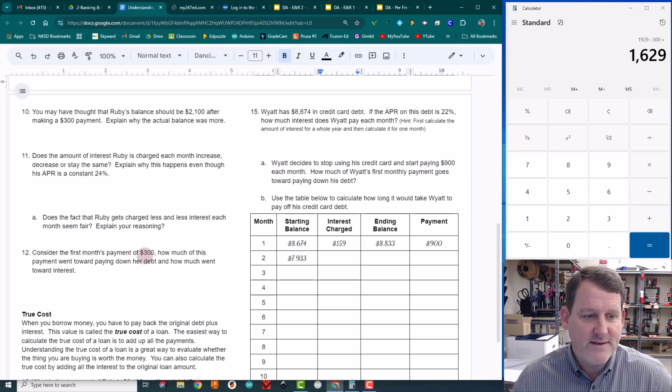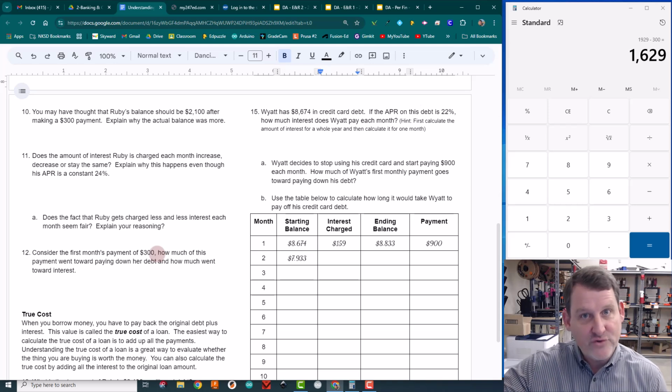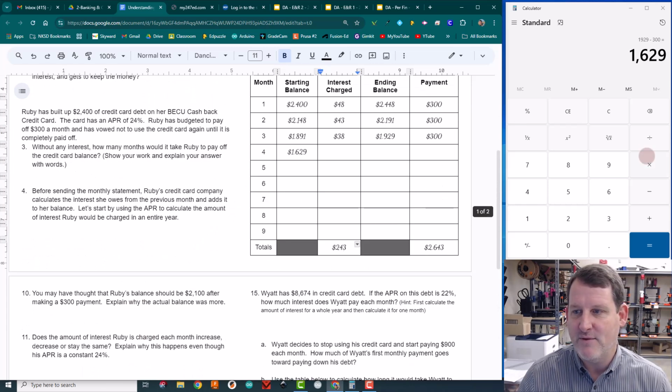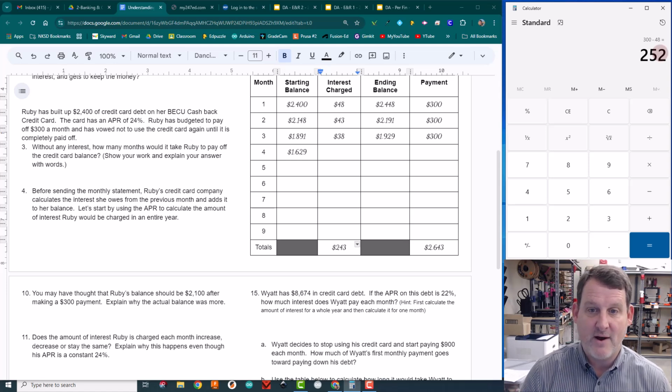And this one is some math here. So if we want to know how much of our payment is going towards paying off the loan, that benefits us because we're reducing our debt. And how much of it is going to interest, that doesn't help us. That pays the credit card company. All we have to do is take that first month's payment, $300, minus $48 in interest. So only $252 of that $300 is going towards paying off the debt.